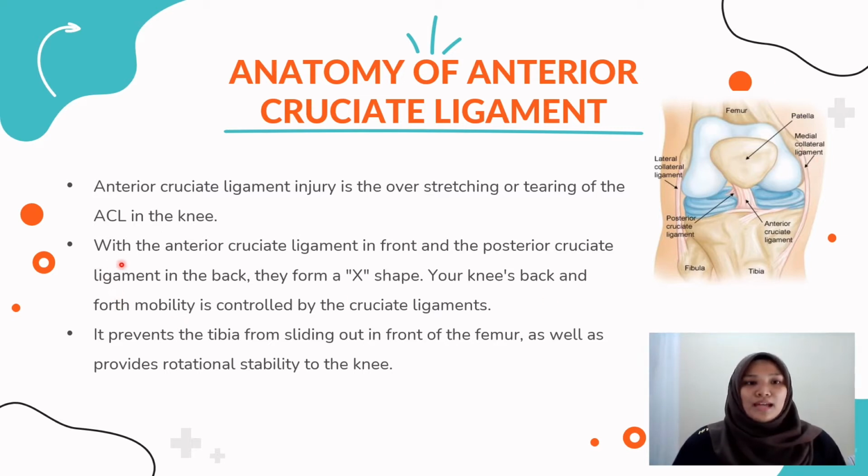With the anterior cruciate ligament in front and the posterior cruciate ligament in the back, they form an X shape. Your knee's back and forth mobility is controlled by the cruciate ligaments. The anterior cruciate ligament runs diagonally in the middle of the knee. It prevents the tibia from sliding out in front of the femur, as well as provides rotational stability to the knee.